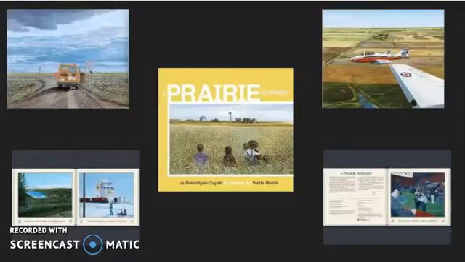Overall, A Prairie Alphabet will give you a detailed understanding of regional identity of people living on the prairies and allow you to make connections to their identity and the identity of your region.